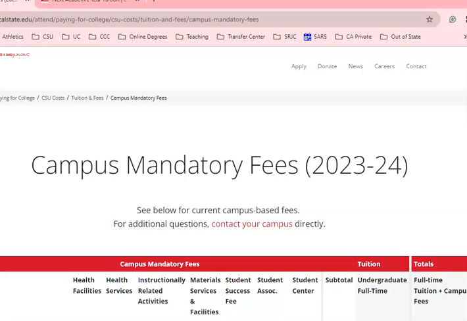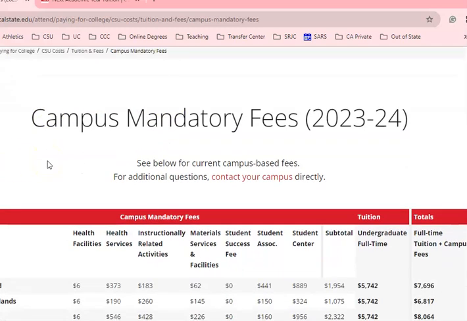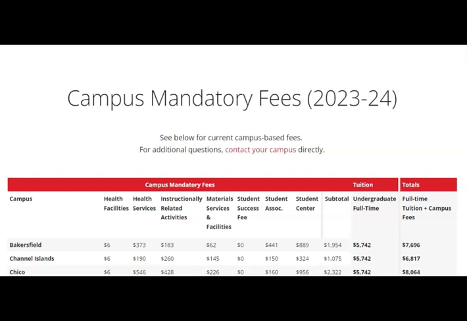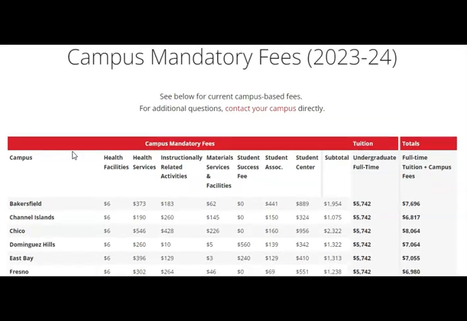Okay. And then the campus mandatory fees. Hold on, I want to see if I can. I'm going to pause the video real quick. Hold on. Okay, I wanted to get that larger. This is still showing the 23, 24. But for the purposes of this, it's fine just to show you what the fees are. So over on the left-hand side are the campuses, and then it's showing what the various fees are.